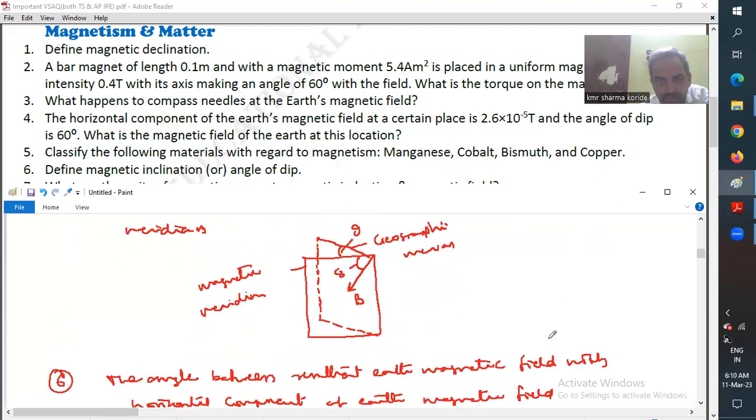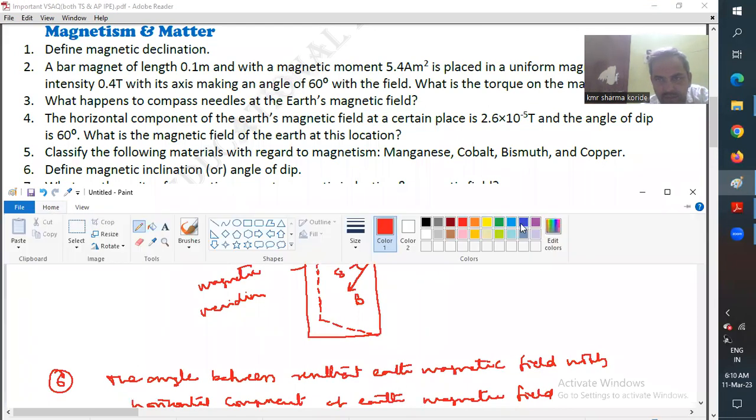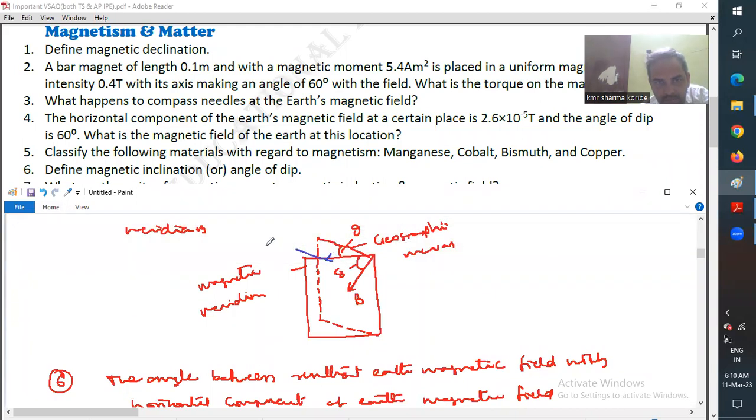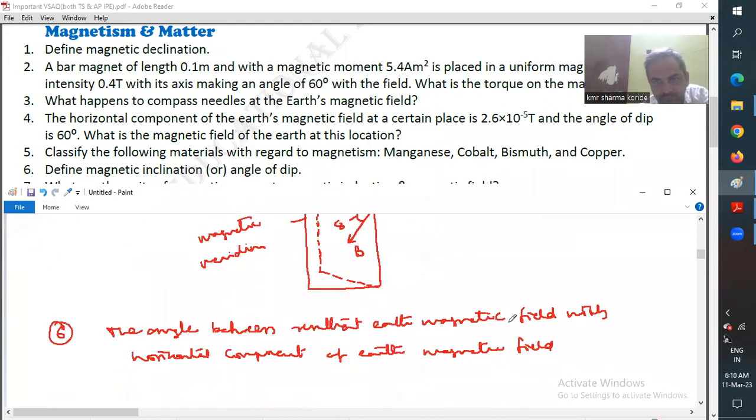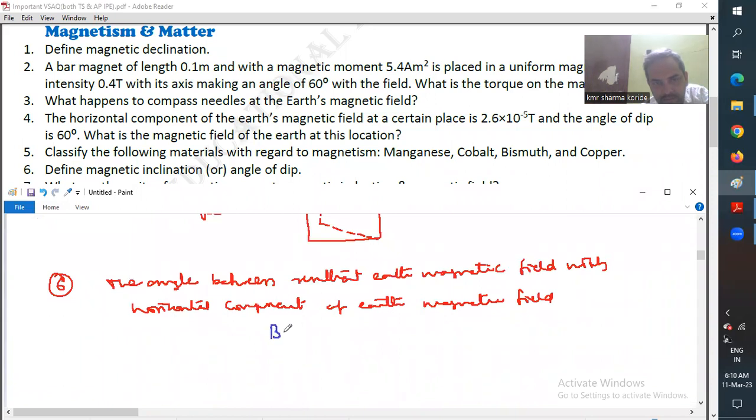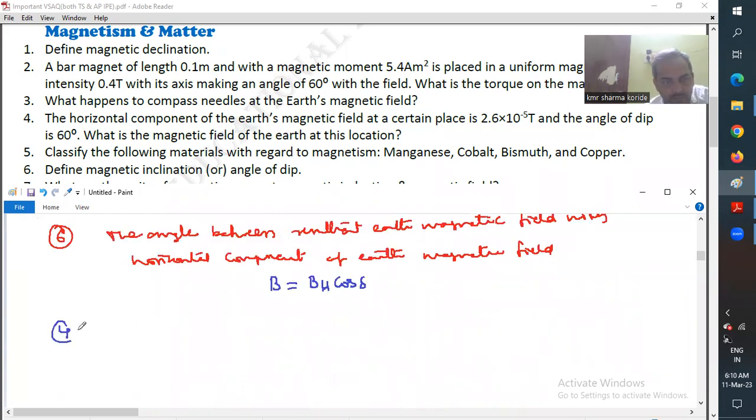If you resolve B into two components, this will be B cos del. So you write B H is equal to B cos del. This is the information for inclination or dip. There is a numerical here, question number 4. The horizontal component of Earth's magnetic field at a certain place is 2.6 into 10 to the power of minus 5 Tesla, and the dip angle is 60. What is the magnetic field of the Earth at that location?